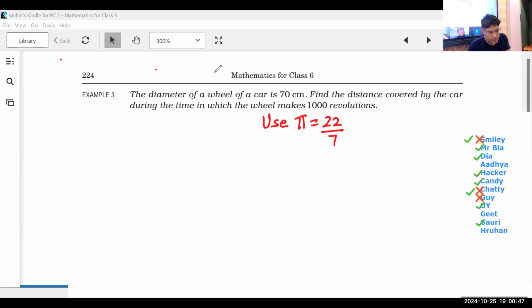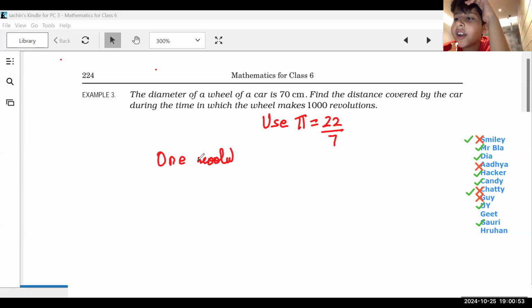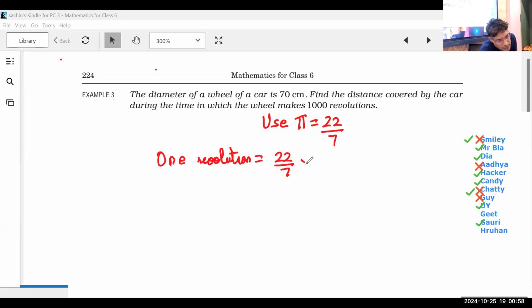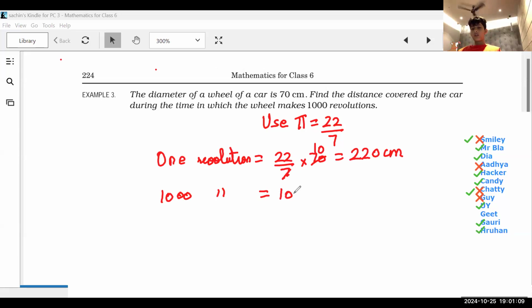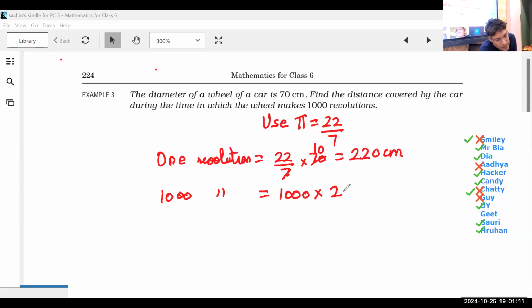All right, guys. Gauri, where is your answer? So how much will it travel in one revolution? The circumference, pi times d, which is equal to how much? 220 centimeters. So 1000 revolutions is 1000 times 220 centimeters, so 2.2 kilometers.